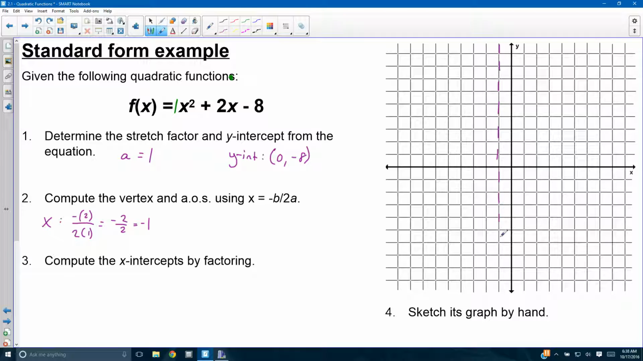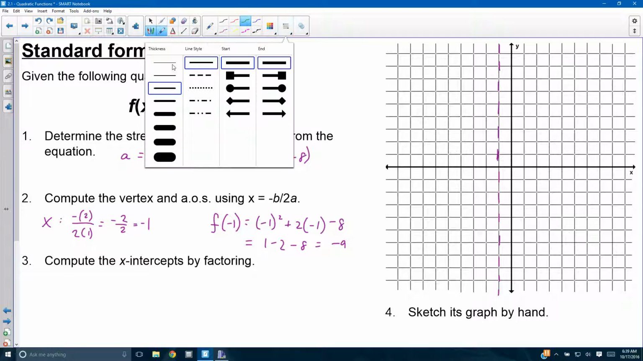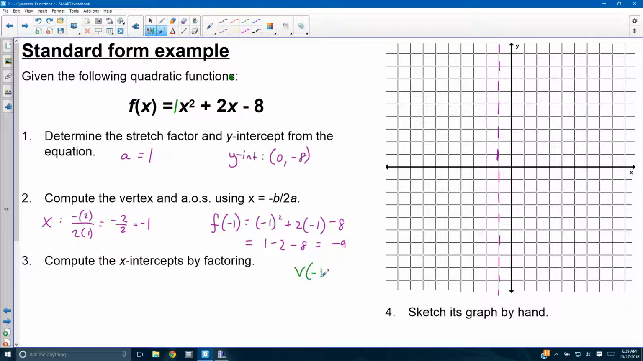I know that my axis of symmetry goes through my vertex, and my vertex is somewhere on this line. Okay, let's figure out where that is. Negative 1 for x. What is the y value there? Let's take f of negative 1. Substitute negative 1 in for x in your original equation. Whatever y value you get is the y value for your parabola. 1 minus 2 minus 8 is negative 9. So my vertex is at the point (-1, -9). And that does fit on here. I think that's right down there. So there's my vertex.